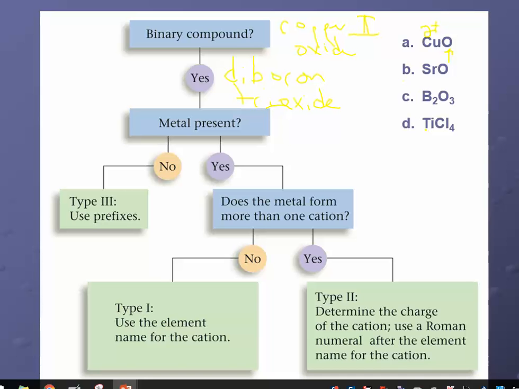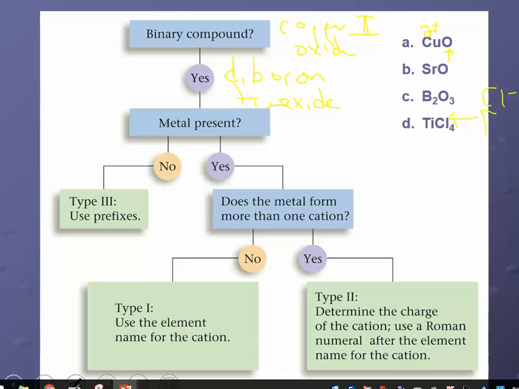All right, then this other one has a metal in it. So we know we're on the right side of our flow chart here. Titanium's a transition metal, so we have to find the charge based on the chlorine. I have 4 chlorine here. Each chlorine has the charge of a -1, for 4 of those, for a total of a -4.